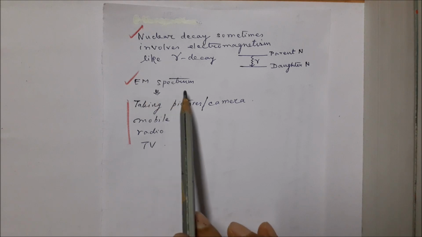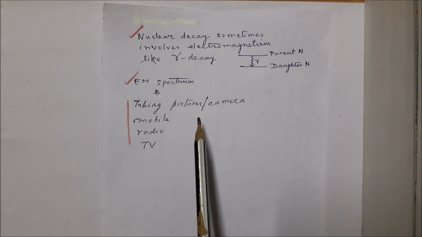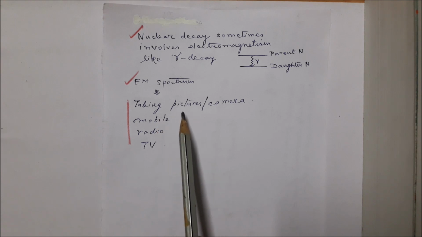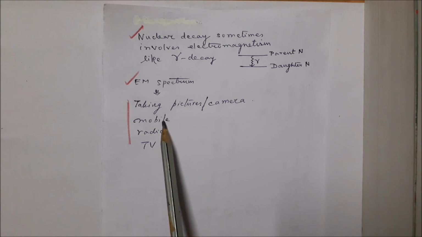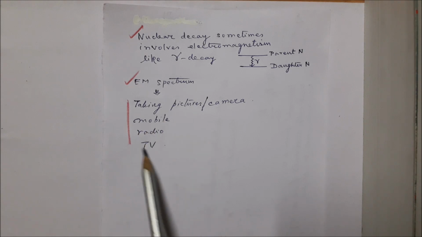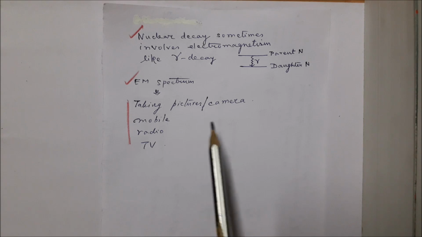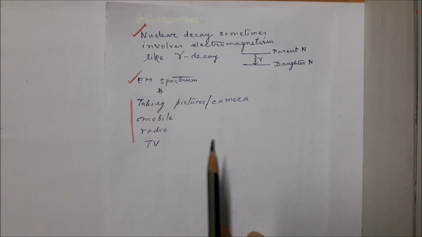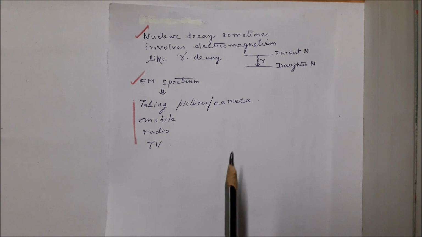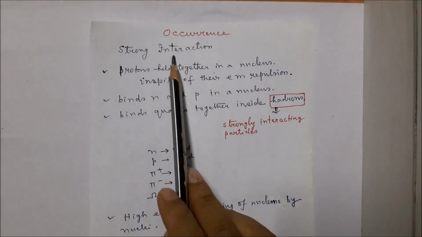We use electromagnetic spectrum in our daily activities in a variety of ways. Either we click our camera to take a picture, speak in a mobile, listen to a radio, or see a movie in our TV or computer. These are all electromagnetic interactions. Having given examples of electromagnetic phenomena, let us now come to strong interaction.